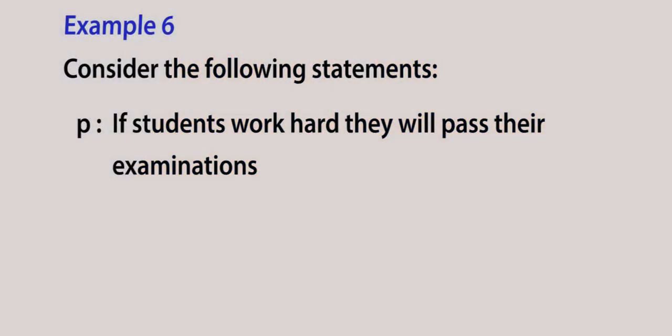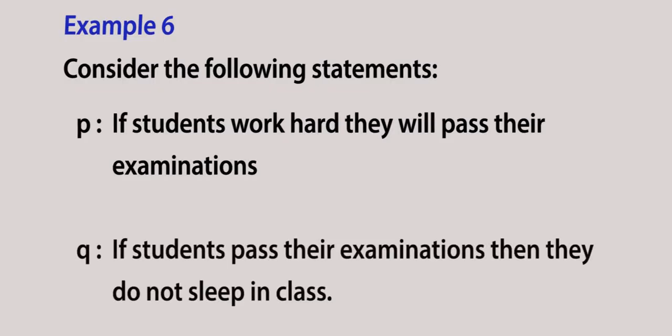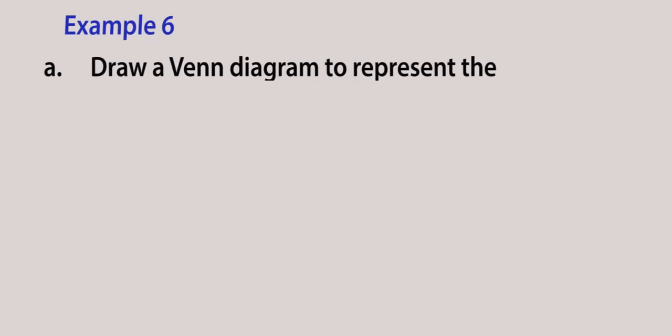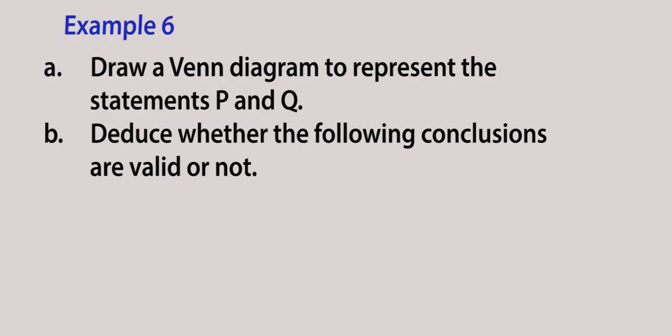Now let us take example 6. Consider the following statements. Statement P: If students work hard, they will pass their examinations. Statement Q: If students pass their examinations, they do not sleep in class. A. Draw a Venn diagram to represent the statements P and Q. B. Deduce whether the following conclusions are valid or not.